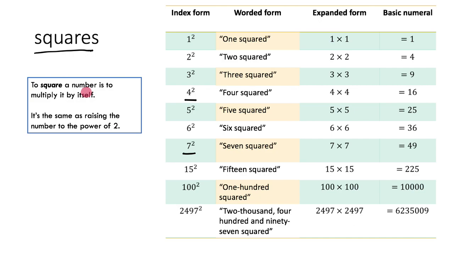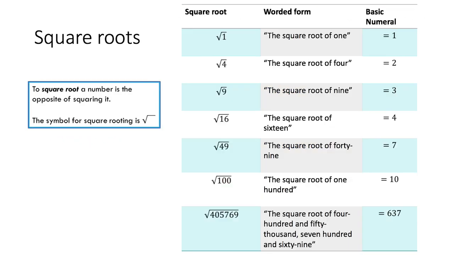A square is a number. To square a number is to multiply it by itself. It is the same as raising the number to the power of 2. Let's now look at square rooting. To square root a number is the opposite of squaring it. The symbol for square rooting is this right here. This is our square root symbol. Let's look at one. You would say this is the square root of 4. What it's telling me is, what number, when multiplied by itself, is going to give me 4? The answer is 2, because 2 times 2 is 4.